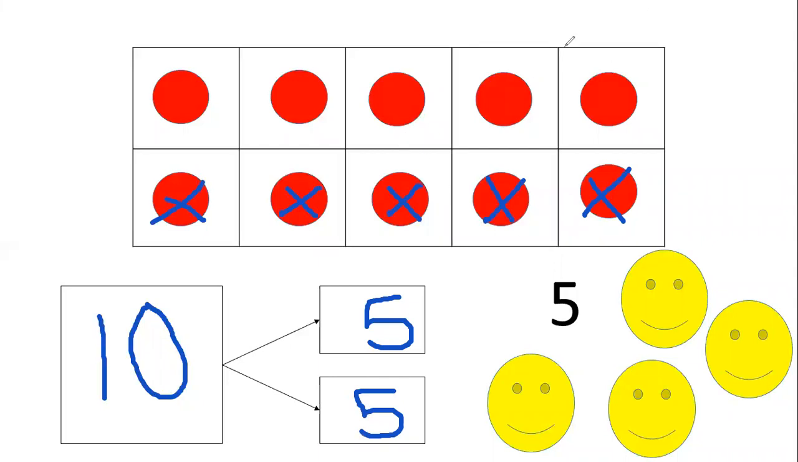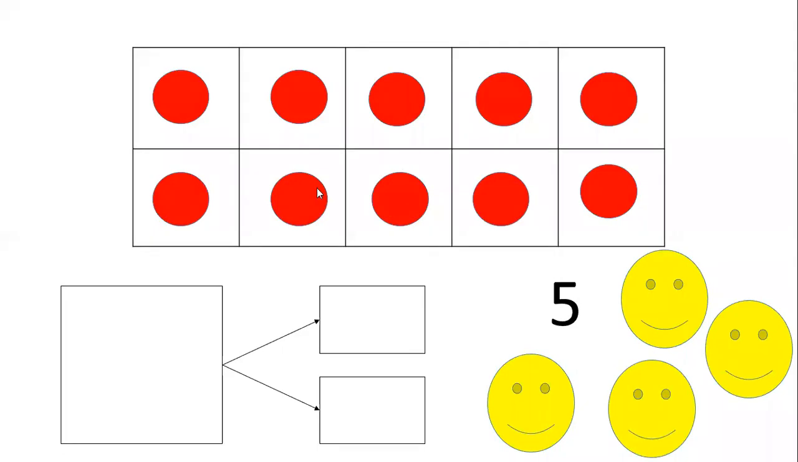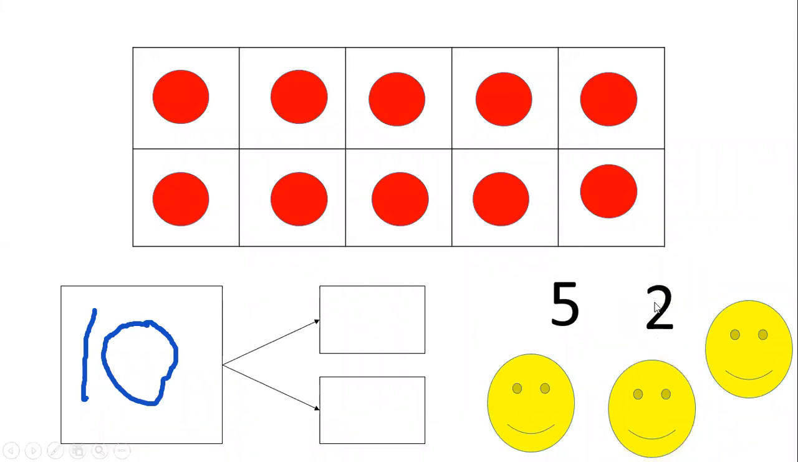Awesome. All right, let's try another one. So we have, again, 10 boys and girls. This time, the boys and girls are going to be jumping rope. So 10 boys and girls are jumping rope, and some of them got tired. Let's see how many got tired. 2 of them got tired. So we're going to cross off how many? 2.